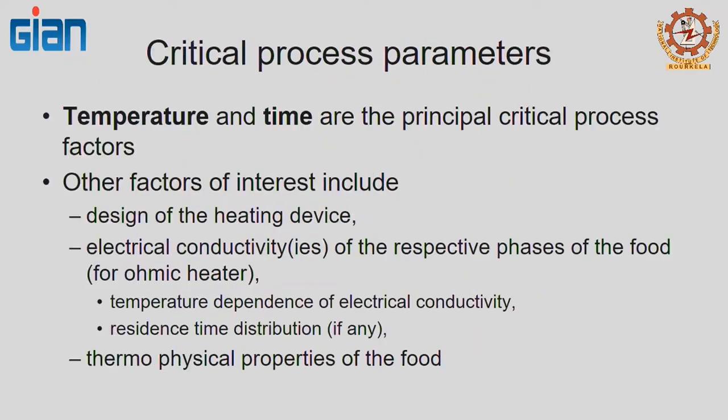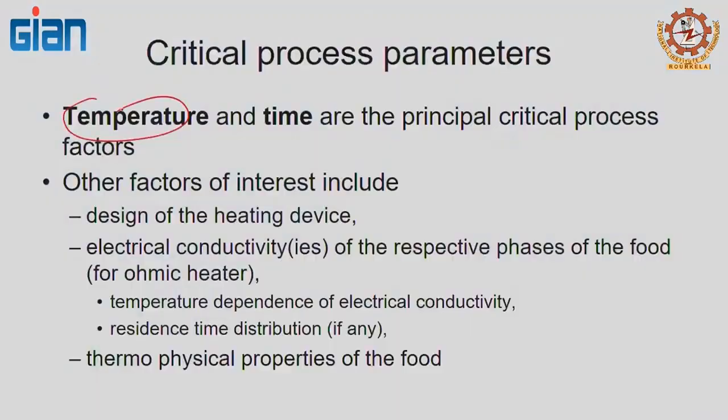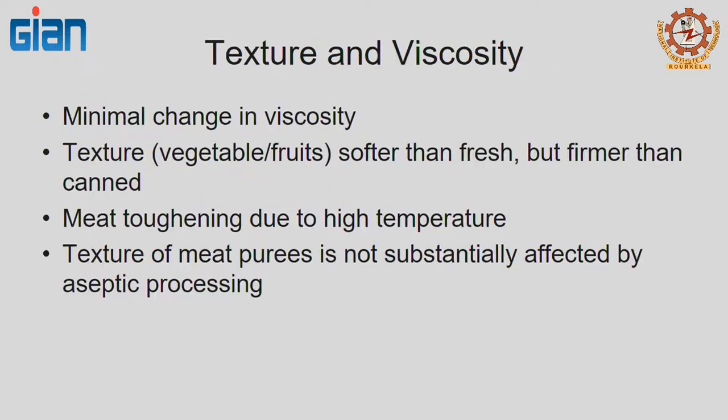Now, aseptic processing is a continuous processing method, but it is still a thermal process. So, your temperature and time are the principal critical process parameters. In other words, to demonstrate the safety, you need a certain time at a certain temperature. That is the principle behind it, but you also have the heating device, whether you are using a tubular heat exchanger, a scraped surface heat exchanger, or an ohmic heater, and all those things can alter some of those results.